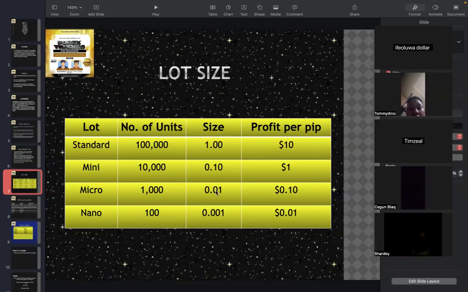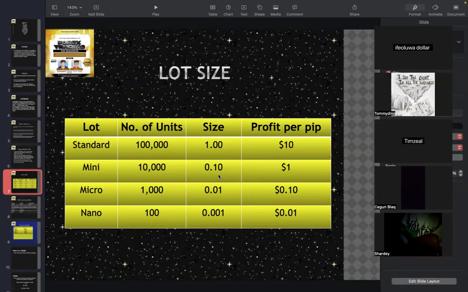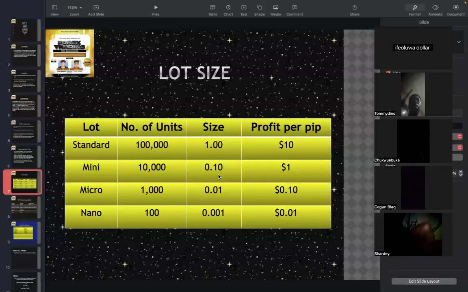If it is 0.01, the amount of money in your balance will determine the lot size you are going to use. Trust me, if you have a big amount of money in your balance, then you can use a standard lot size. You understand me?